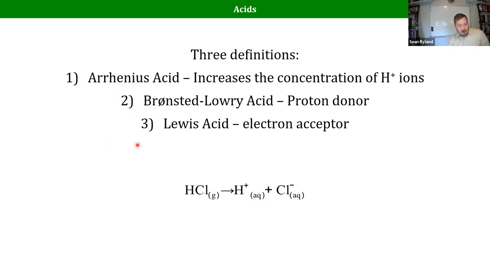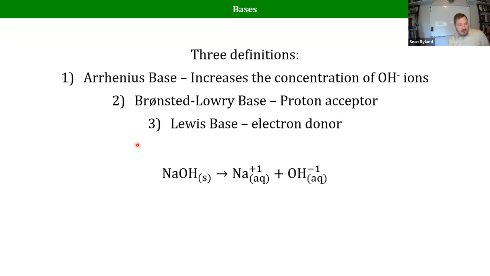And again, for the most part, we're going to talk about Bronsted-Lowry, especially for right now. And bases are the exact opposite. If the Bronsted-Lowry acid is the proton donor, Bronsted-Lowry base is a proton acceptor. Lewis base is an electron donor. Arrhenius base just means you're increasing the concentration of hydroxide ions. So remember that in water, especially, H plus concentration or hydronium concentration and hydroxide concentration are inversely related to each other. Right?